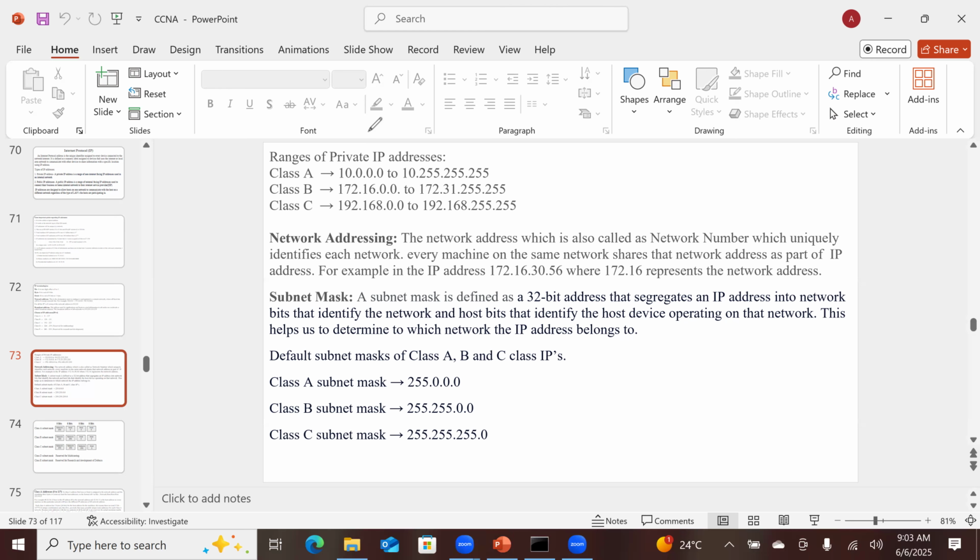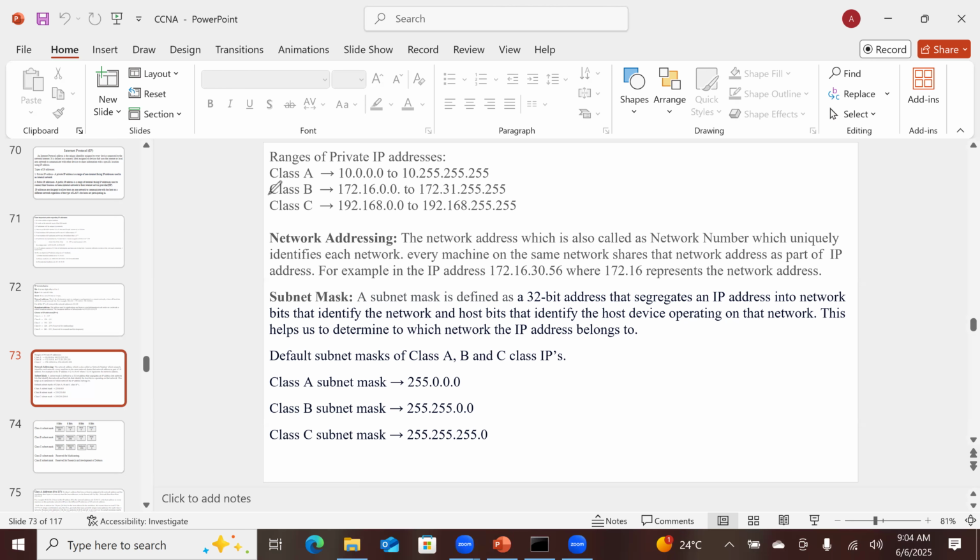Host device means what? Like our laptop or PC or anything, inside the local network. Like I assigned yesterday, I showed you, right? I assigned it on the router as well as on the PC device. In the same way you can assign it, just to make local communication.